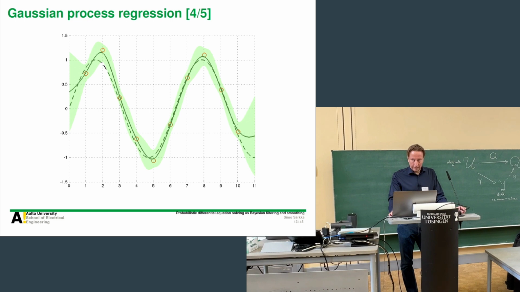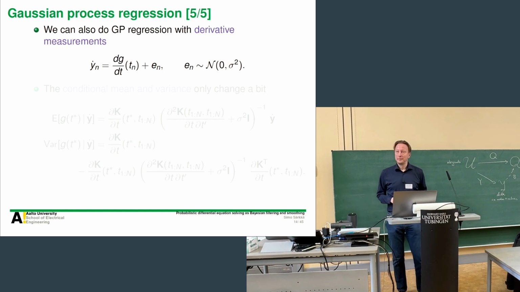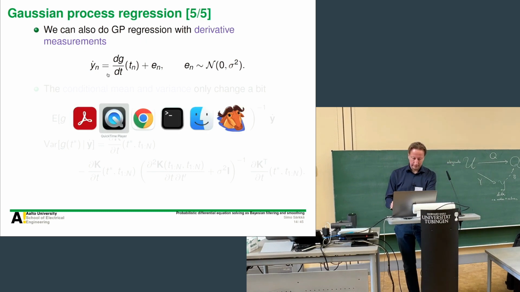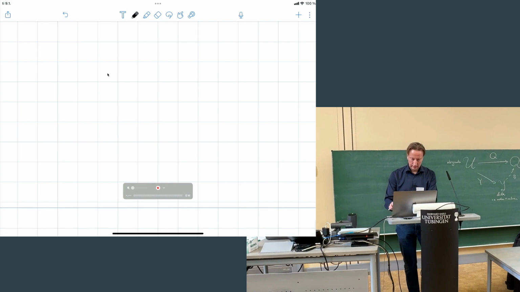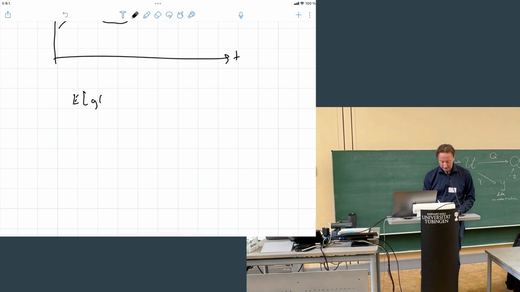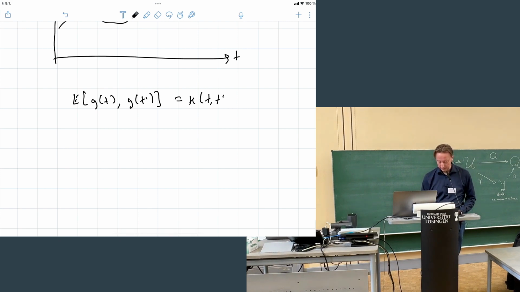Okay, so now we are closing in on the actual ODE solutions. We can also do derivative measurements, which is an interesting property of Gaussian processes. That's because of the following property. Let's say that our process is zero mean, and the expected value of g(t) g(t'), which is the definition of a covariance for a zero mean process, is k(t, t').